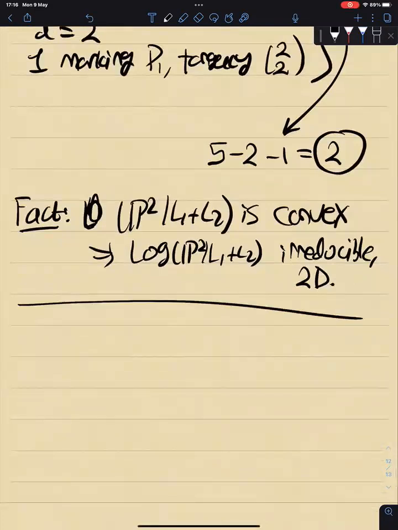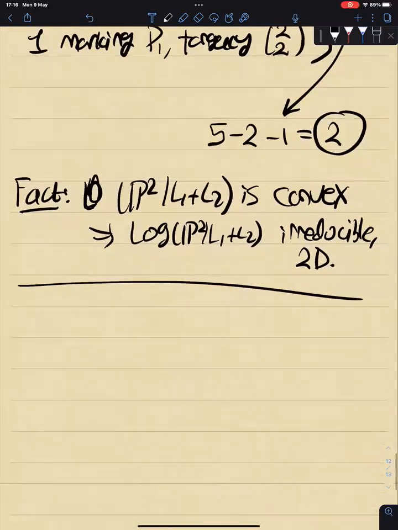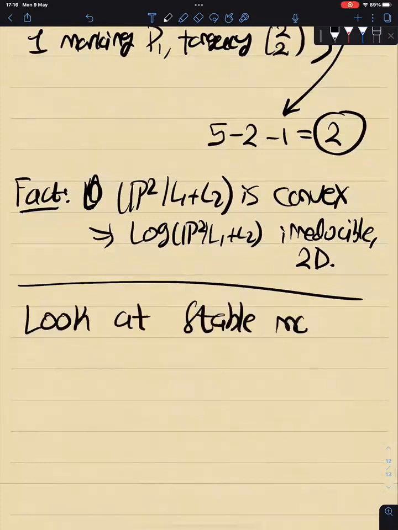Okay, so that's for the log space. What about the naive space? I'm going to identify an excess locus. I'm going to look at stable maps to P2 of the following form. The source curve has 3 components, C1, C2, and C0.